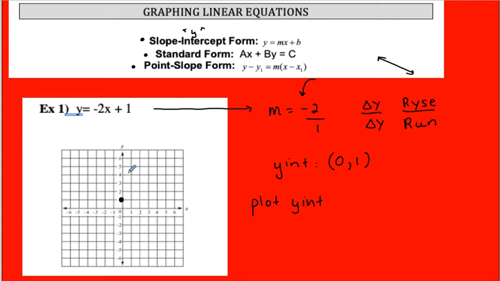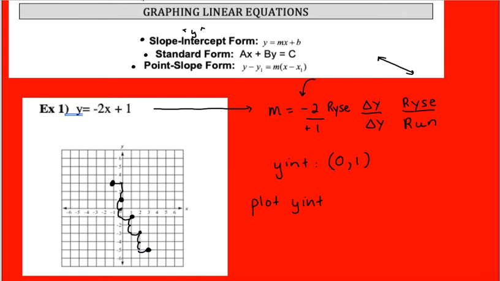And then from there, I'm going to follow my slope. I'm going to rise -2, which actually means go down. So I'm going to go down 2, and then go to the right +1, which means to the right. I could also go up 2 and to the left 1, and that would still give me a negative slope. I'm going to do it again: down 2, to the right 1.